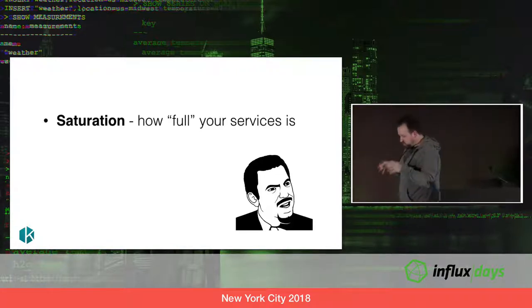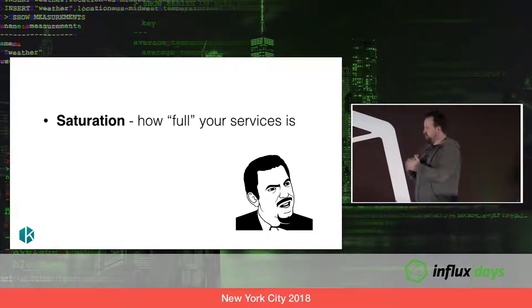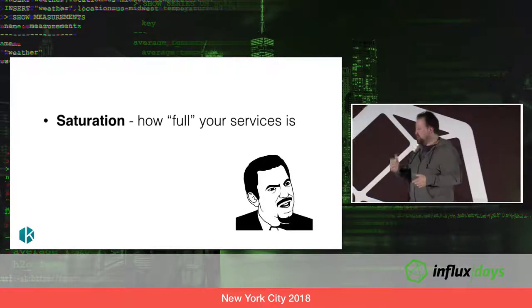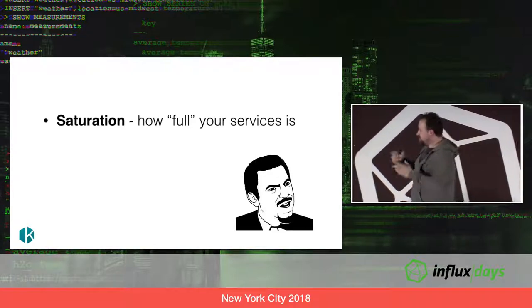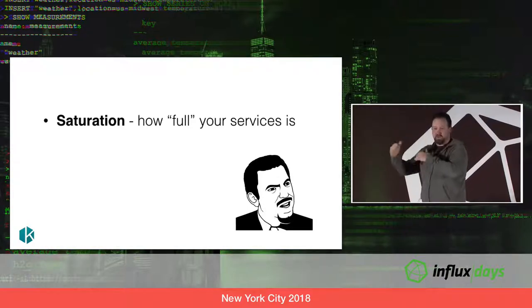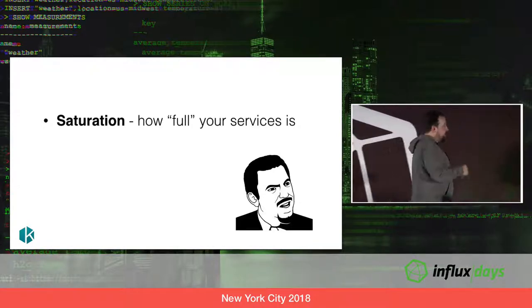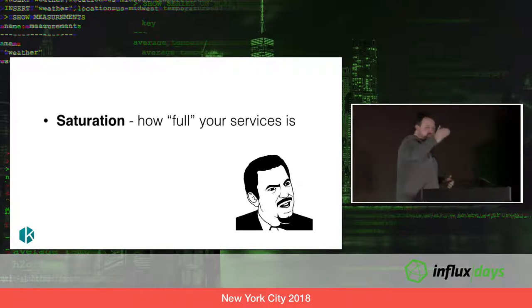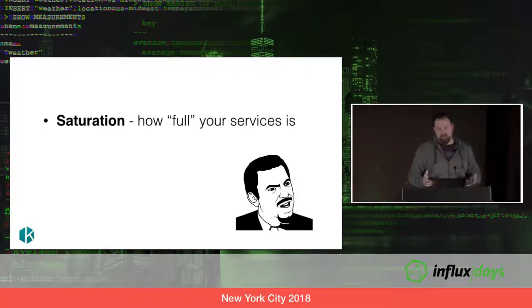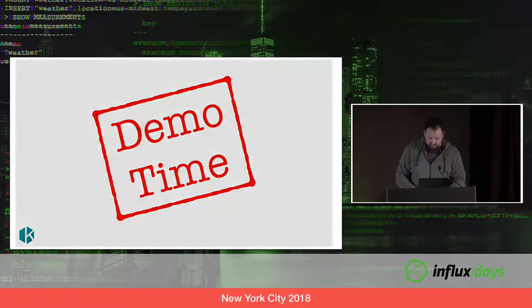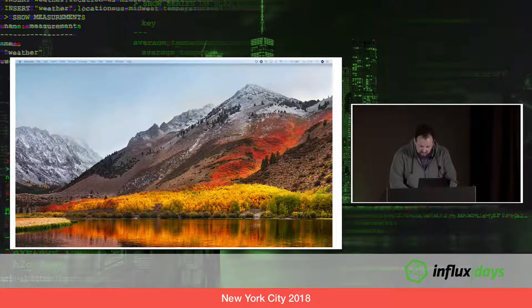I know inside Google you do load testing, and you know how many CPU cycles it should take to serve a given request. Then you can look at your provisioning and say, oh well, my service is so full, based on the load testing you've done. But in the real world, that's particularly mature, particularly advanced, and I don't do that. But luckily, if you're running on Kubernetes, there is a way of getting an approximation for saturation. So in the last remaining minutes, I will see if this works.